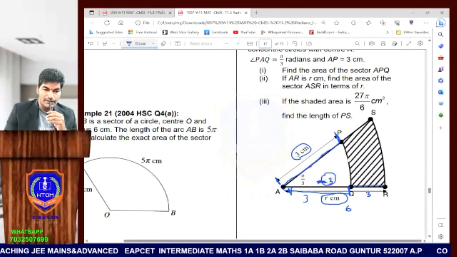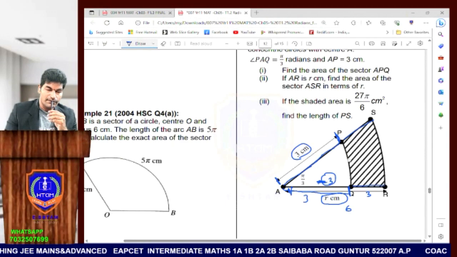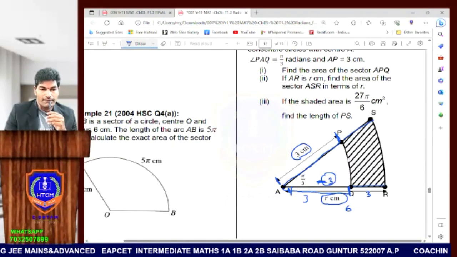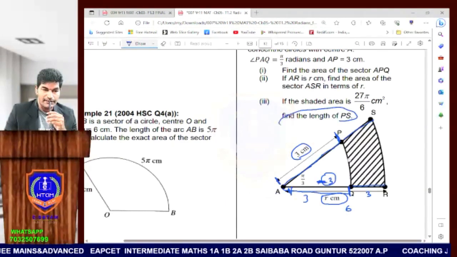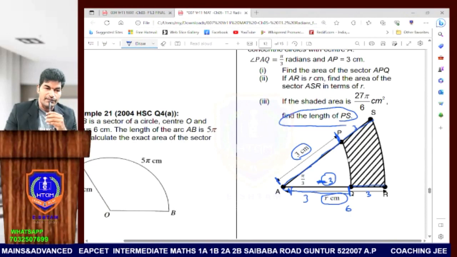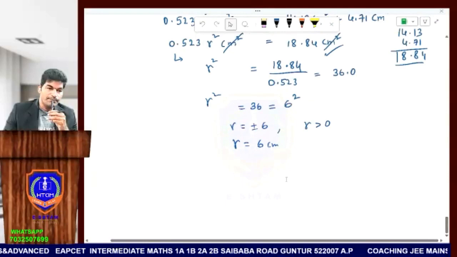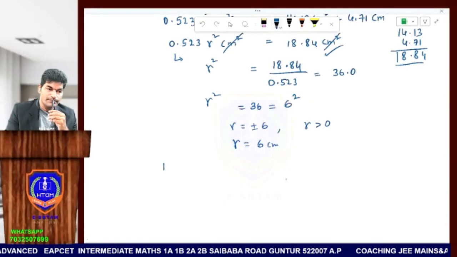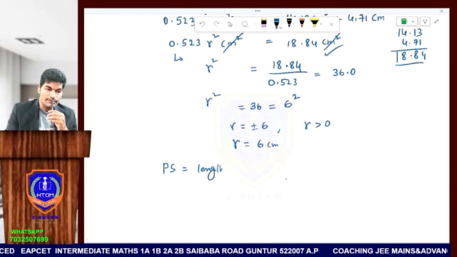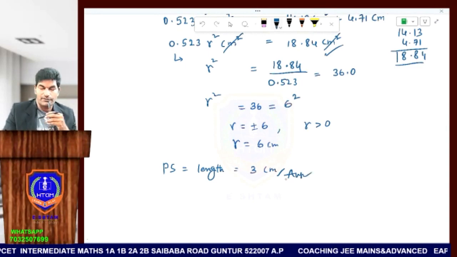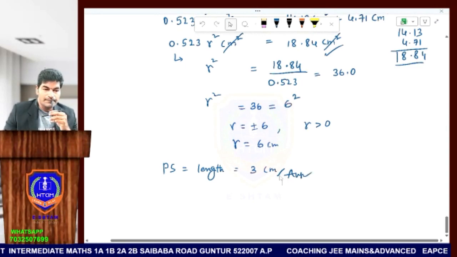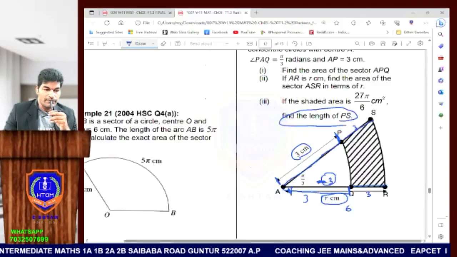Understood? So this part will be how much? 3. What is the length of PS? He is asking as the next question. That will be 3. Understood? So write down PS length equal to 3 centimeters. That is the answer of this entire question. Understood? Okay, next we will do the next question.